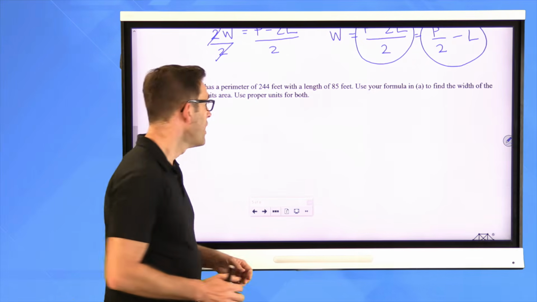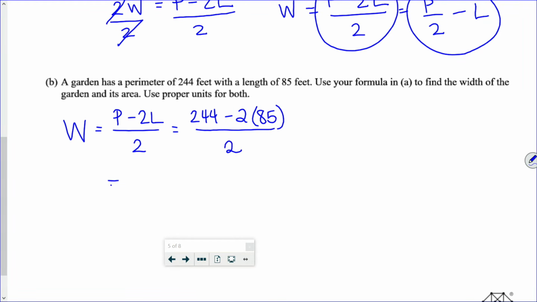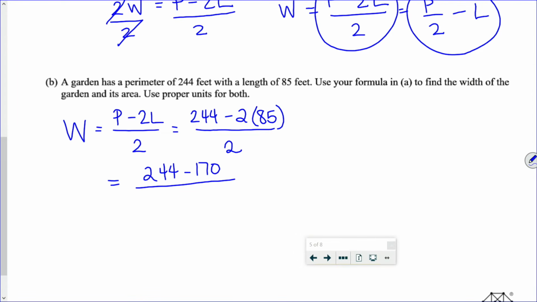All right, here we go. We've got ourselves a formula. Our width is equal to our perimeter minus twice our length, divided by 2. We're told that our perimeter is 244 and that our length is 85, all divided by 2. We've got 244 minus 170, all divided by 2. I've got to do a little mental arithmetic because I don't have my calculator up right now. 244 minus 170 is 74, divided by 2, and that's 37.